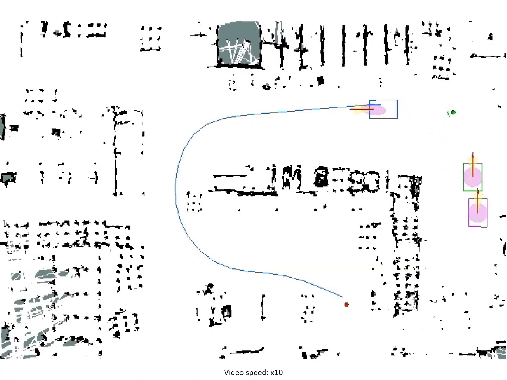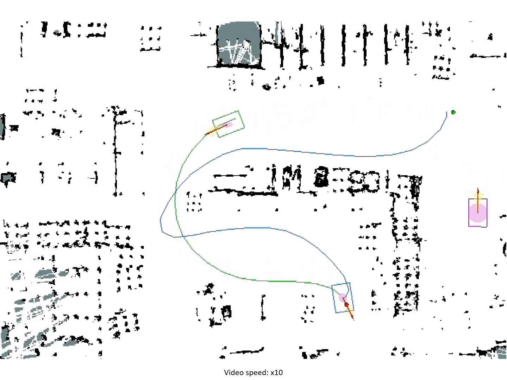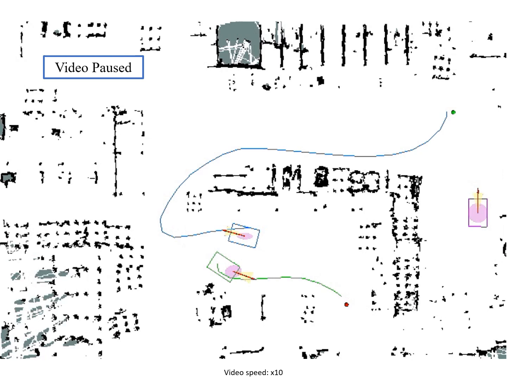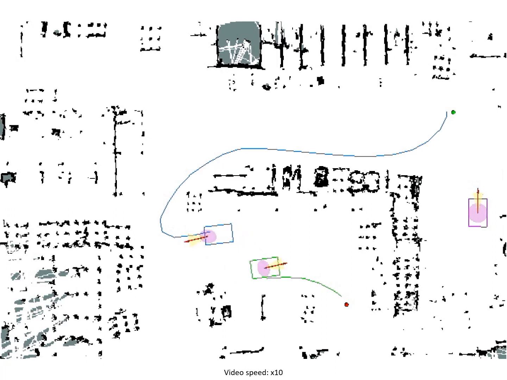Now, we have two vehicles moving in the environment and they swerve to avoid collisions. Since the red arrows represent the vehicles' orientations, it is possible to verify that the generated trajectories ensure that each vehicle drives on its right-hand side.